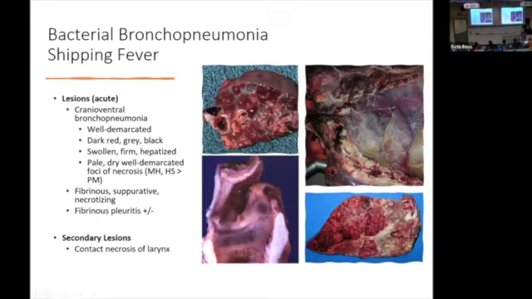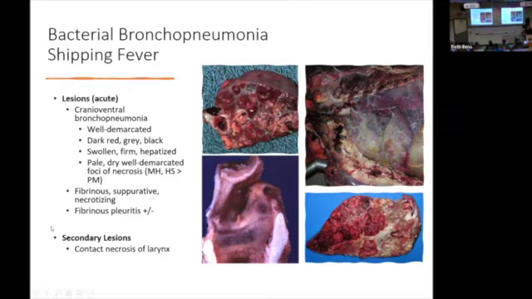All right, bacterial bronchopneumonia, that's what that looks like. So acutely, it'll be cranioventral. It'll be pretty well demarcated usually. Once it becomes a little more chronic, it can spread, often involving the pleural cavity and mediastinal area, especially the mediastinal lymph nodes and the tracheobronchial lymph nodes.